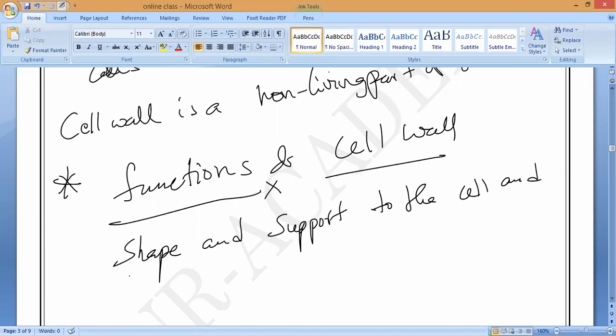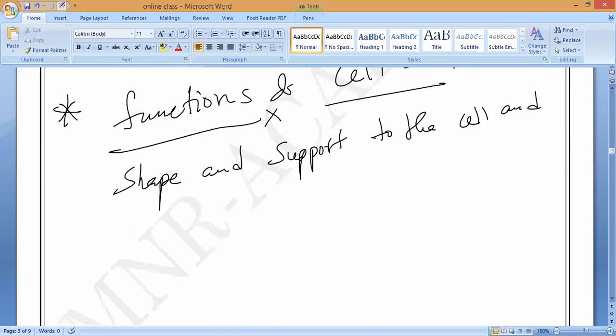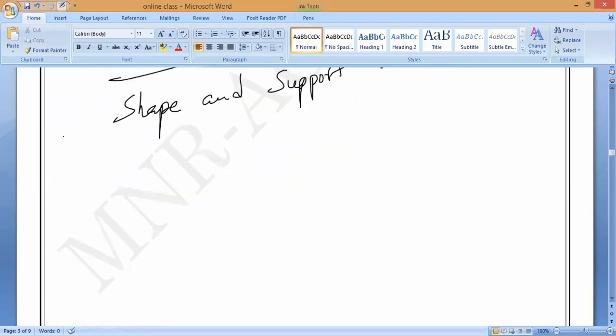And what else will it do? It will protect the cell. Plants need protection against high wind speed, variations in atmospheric temperature and atmospheric pressure. Do you understand, all of you? Atmospheric moisture. Write it. Plants need protection against.